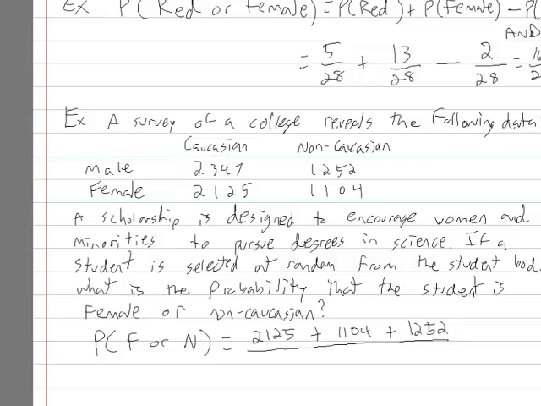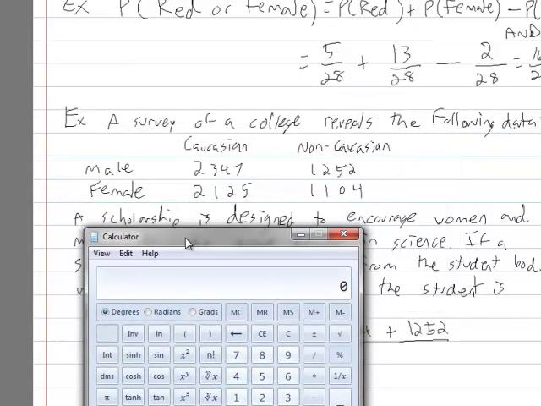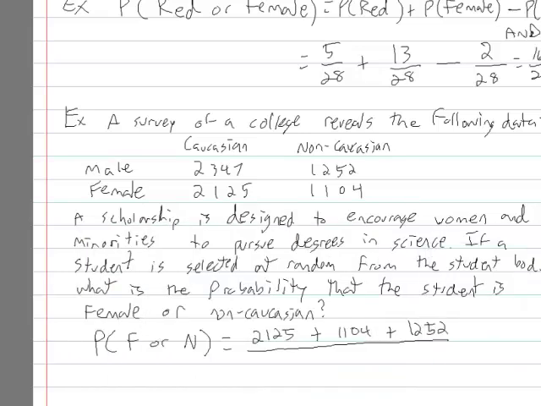So let's get a calculator out and see what we get. And so we've got to figure out what is the sum of all these. How big is the entire student body? 2347 plus 1252 plus 2125 plus 1104. And then I get 6828. That is the size of the probability sample space. So I go in here and I have to say, okay, fine, divided by 6828.